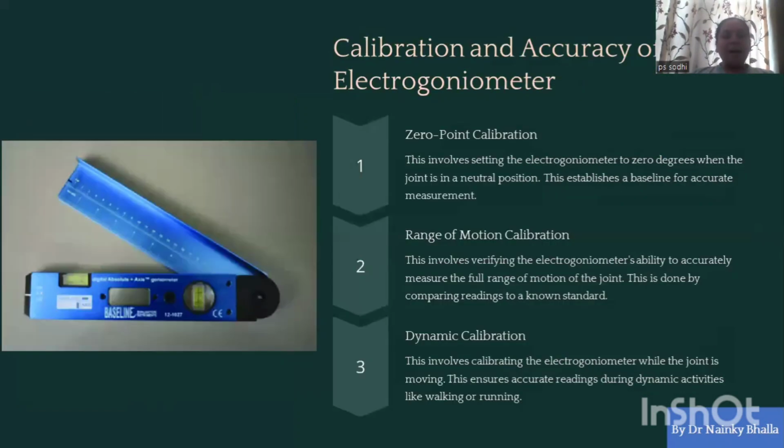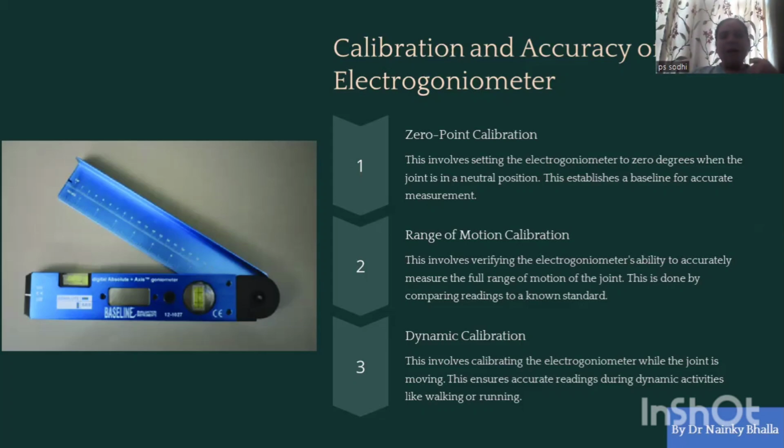Now, what calibration do you have to do in electrogoniometers? First, zero point calibration, which should always be in a neutral position. Then range of motion calibration, that is, it should assess the full range of motion, and then you have to compare it with the standard one, so that we come to know whether the full range of motion calibration is done or not. And dynamic calibration, that is, you need to calibrate the electrogoniometer while the person's joint is moving, on the spot, for an accurate reading.